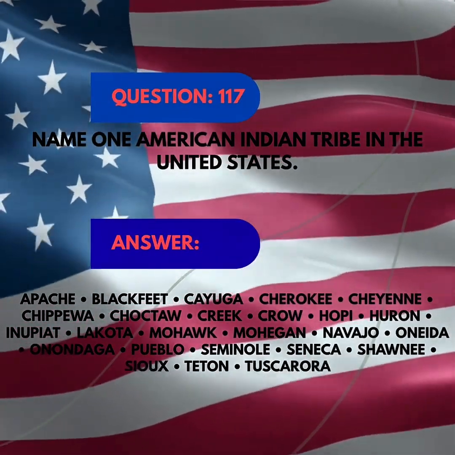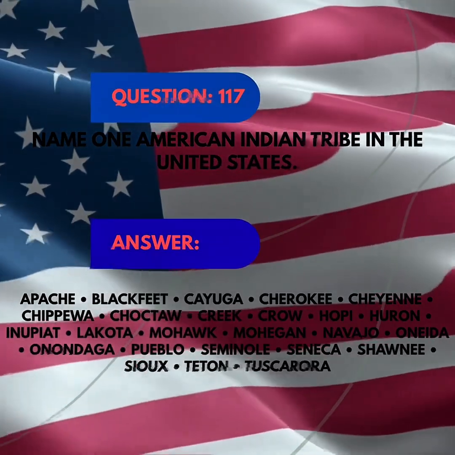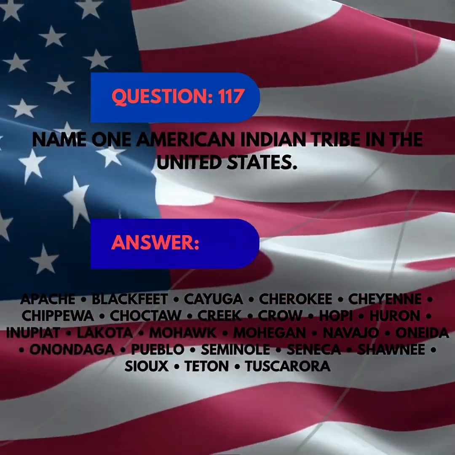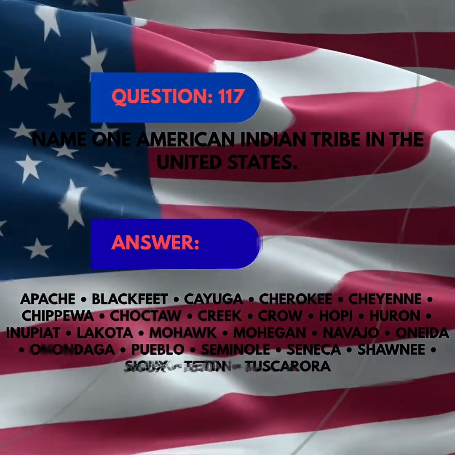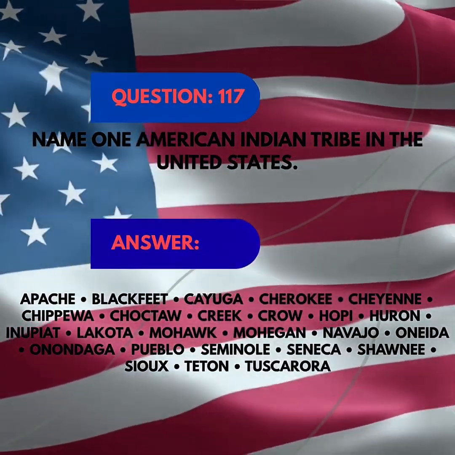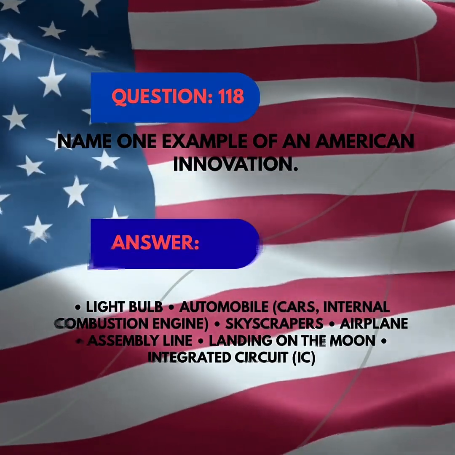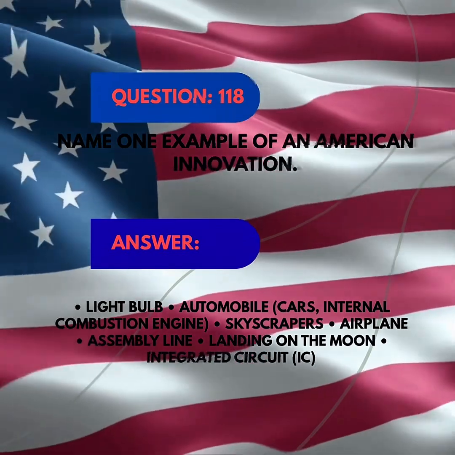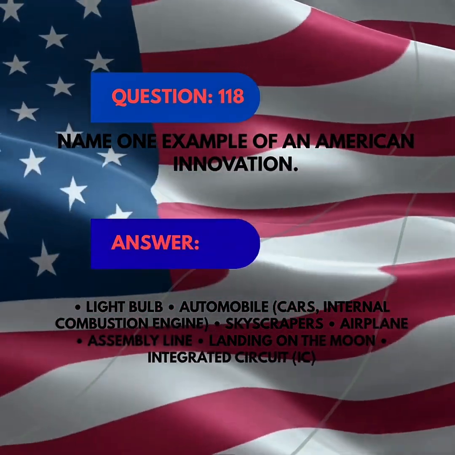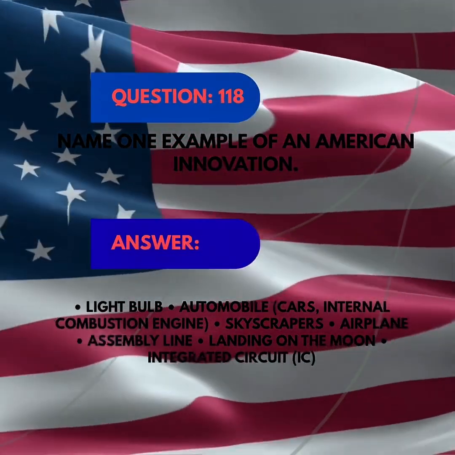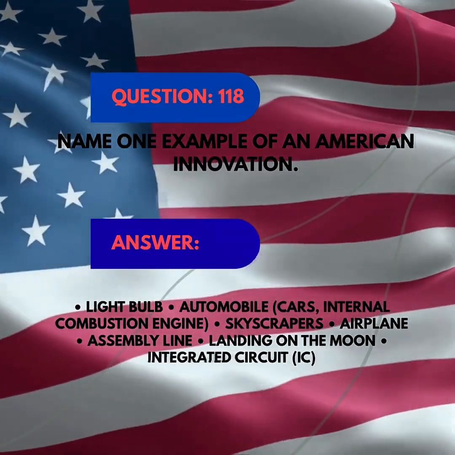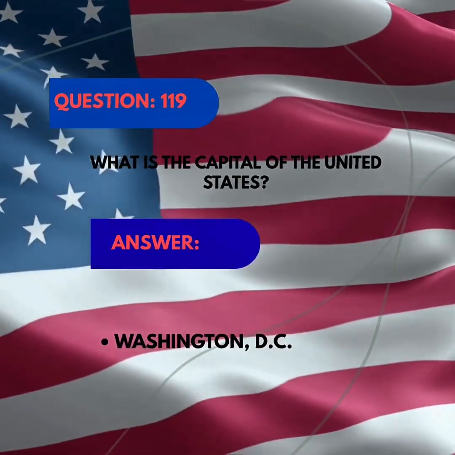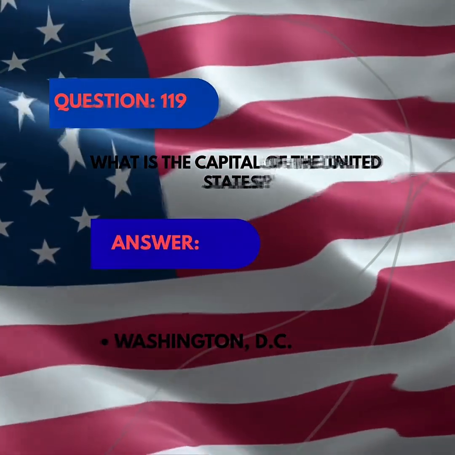Question 117. Name one American Indian tribe in the United States. Answer: Examples include the Cherokee, Navajo, Sioux, Chippewa, and Apache. There are many others. Question 118. Name one example of an American innovation. Answer: Examples include the light bulb, the automobile, the airplane, skyscrapers, the assembly line, landing on the moon, and the integrated circuit.